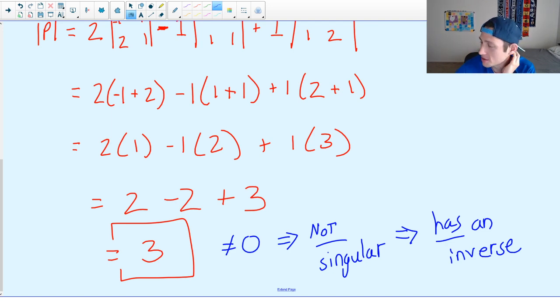Hope you're comfortable with this determinant formula. We're going to use it a lot today. A lot, for sure.